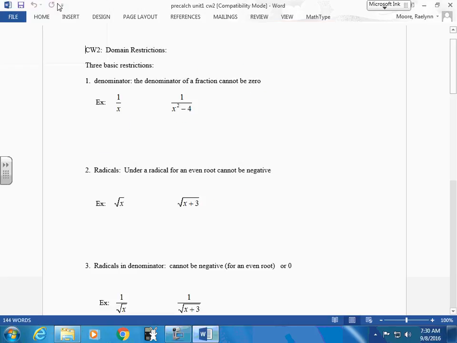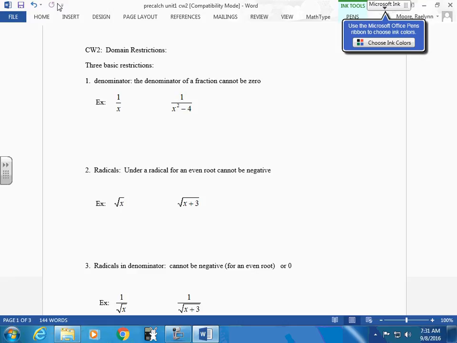Domain restrictions. And you're going to see them throughout this because we do a lot with functions. We do a lot with functions throughout the whole pre-calc course. So you're going to see these domain restrictions come up all the time. And one thing we always do when we work with a function is we state our domain, we state our range. So there's only 3 basic ones that you're going to get.